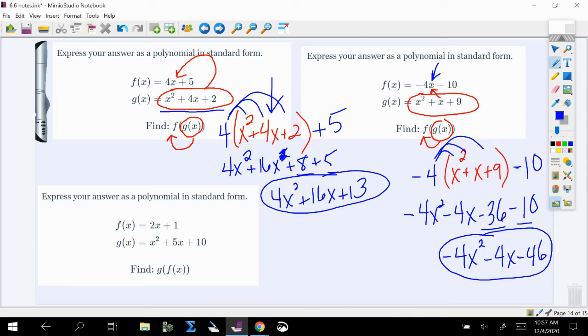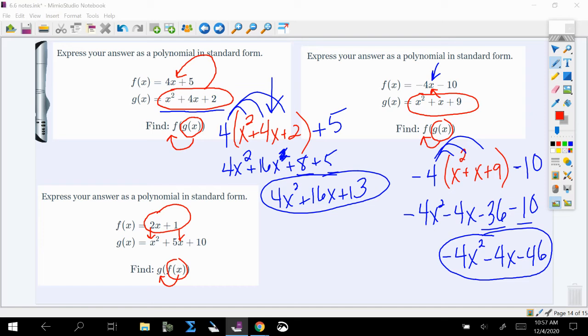The last one is actually doing the opposite. I wanted you to see one of these as well. So now we're going to take this f function and put it into g. My f function is the inner function. It's going to go into g, and it's actually going to go two places. It's going to go both places there are x's in the g function.